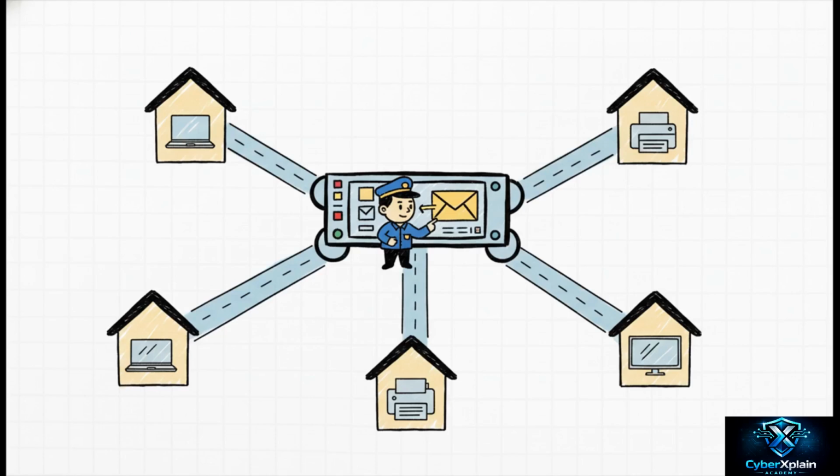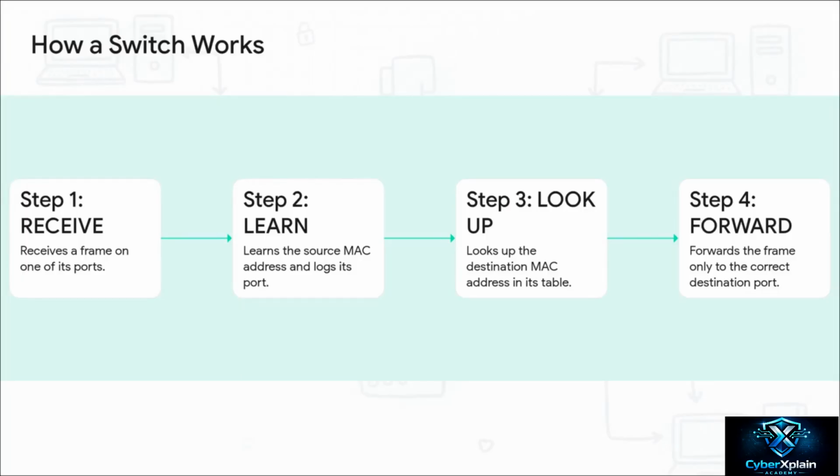It doesn't just blindly shout mail out to the entire neighborhood hoping the right person hears it. No way! Instead, it learns exactly which mailbox or which port each house is connected to, and it delivers the mail directly and privately. And here's its process. It's actually beautifully simple. First, a frame arrives on one of its ports. The switch immediately looks at the source MAC address and thinks, aha, the device with this address lives on port 1. It makes a note of that in its internal address table.